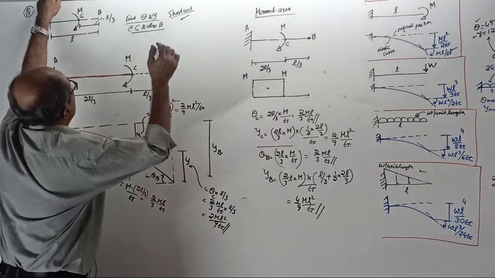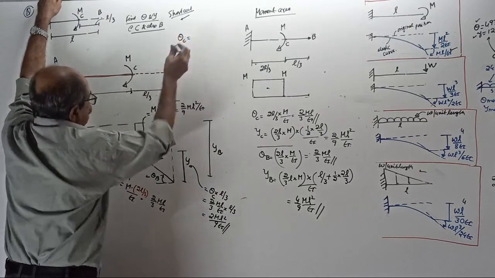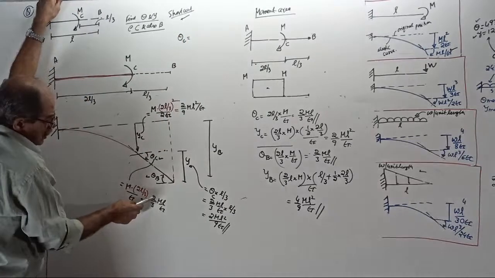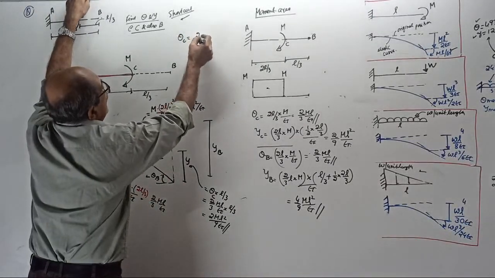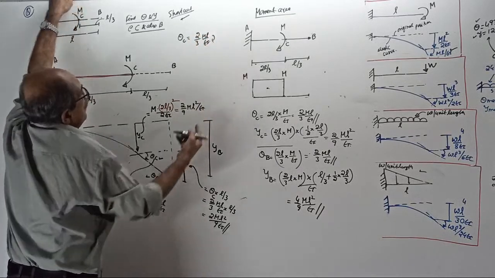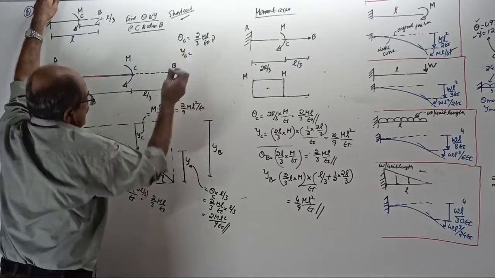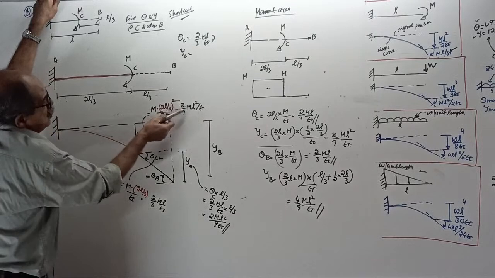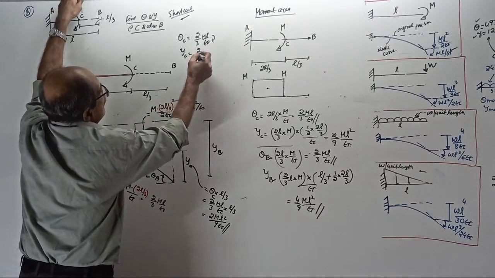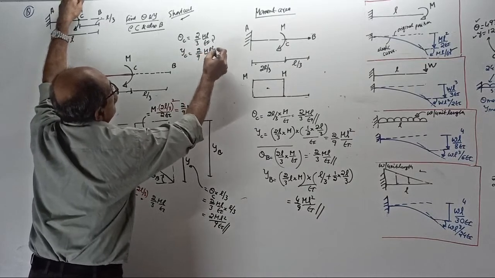Start. What they want? They want theta C. Theta C equal to, the answer is ready here, 2 by 3 ML by EI. Clockwise, that you know. Then they want deflection at C. See the answer here. Deflection at C equal to 2 by 9 ML square by EI, down.